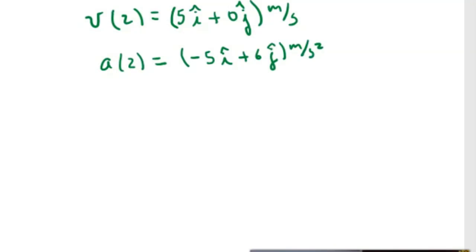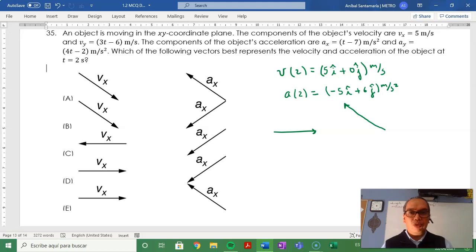So the vector of velocity is in the positive x direction, and the vector for acceleration is at some angle in the second quadrant. And that corresponds to option E.